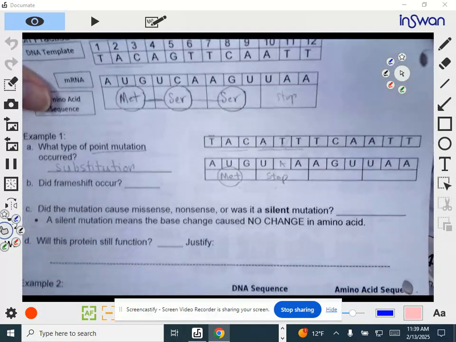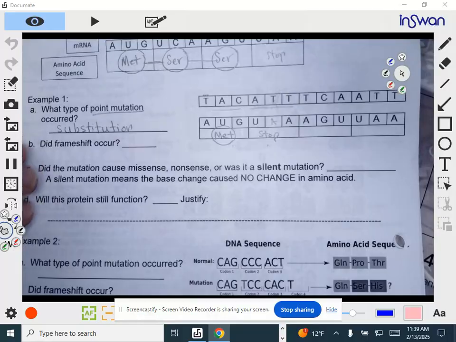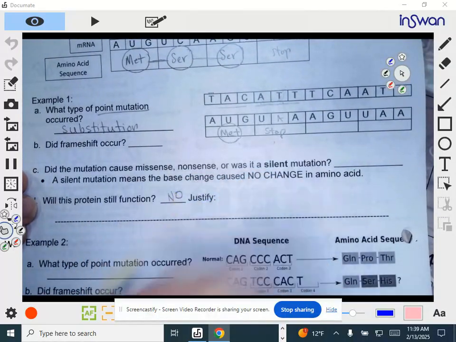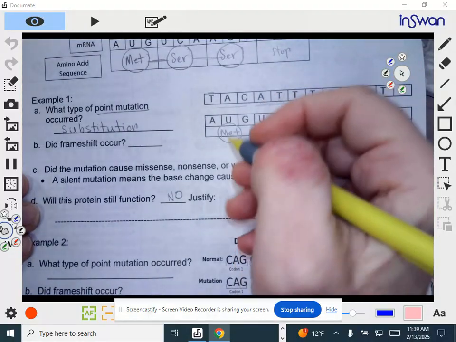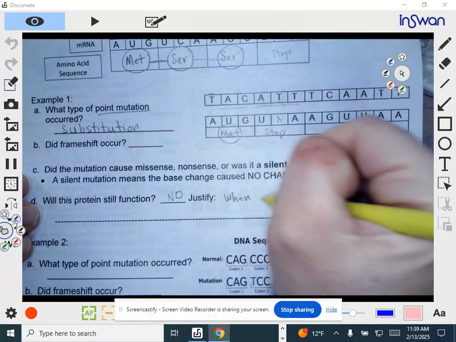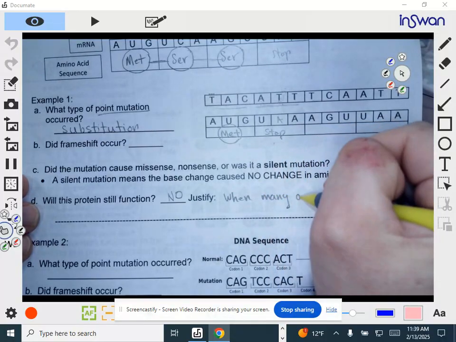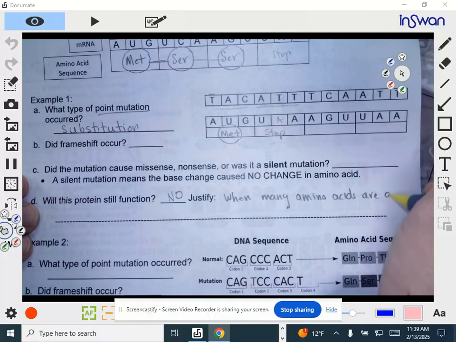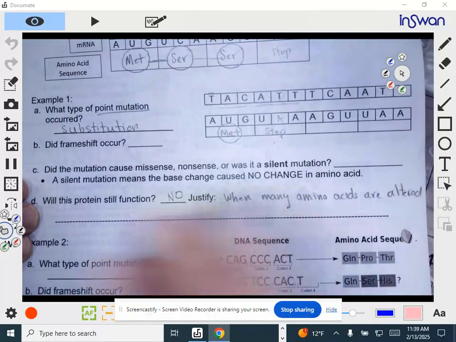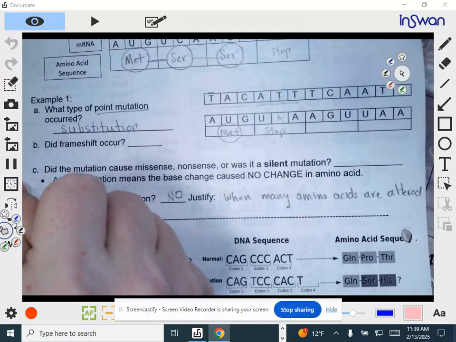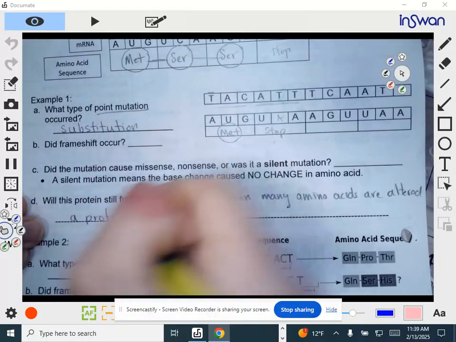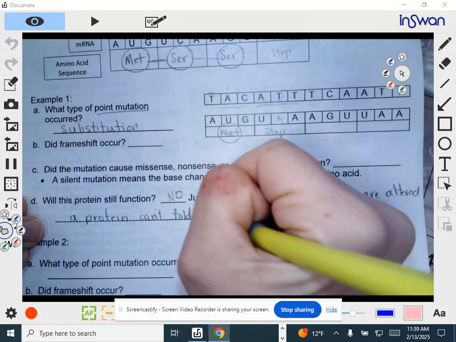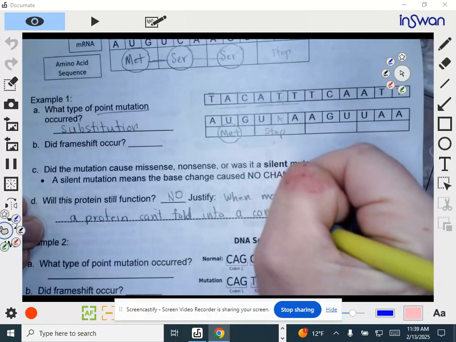So frame shift didn't occur, but this protein, even as a substitution, it's probably not going to function right, because when many amino acids are altered or changed, a protein can't fold into a correct shape to function.